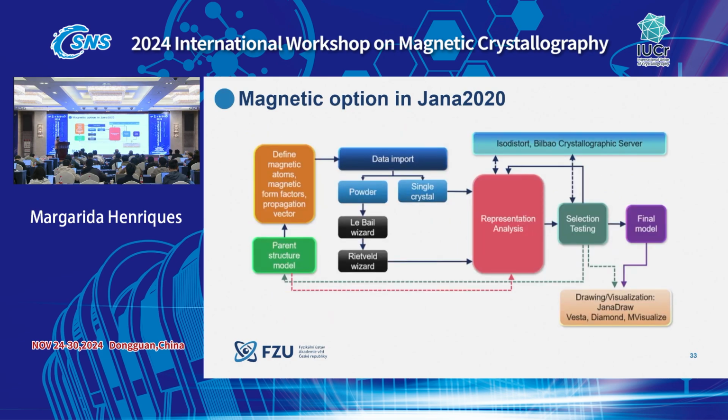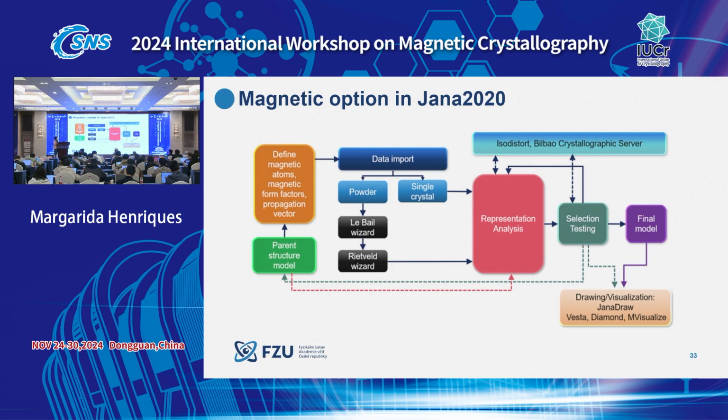So how does this work? Okay, there's no mouse. So in this orange part, you first input the CIF file with your paramagnetic structure here in green. Then you define which atoms in this unit cell are the magnetic atoms. You choose which magnetic form factors you need to work with, and you input your propagation vector. Then you import your data file from your experiment.